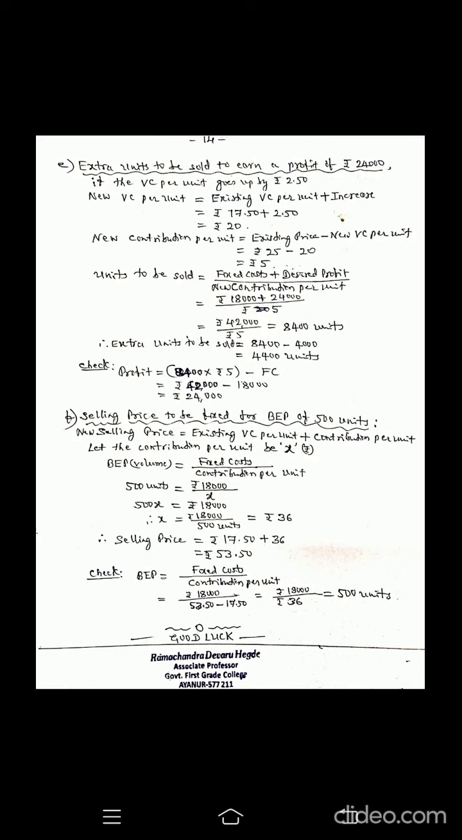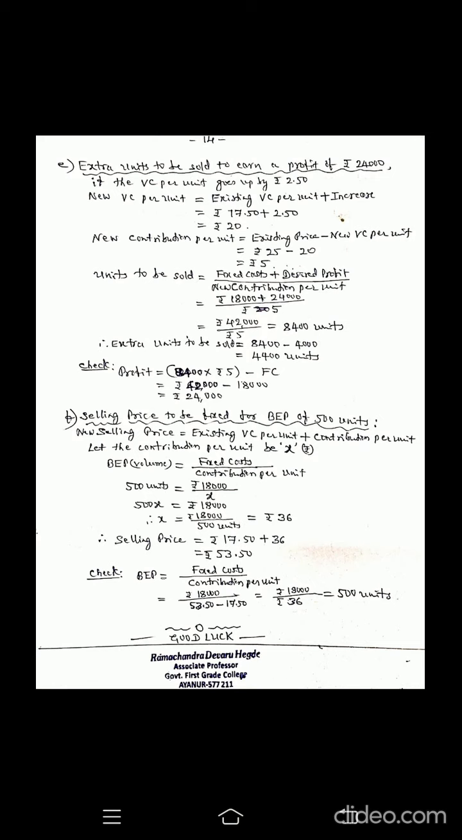Units to be sold is equal to fixed cost plus desired profit divided by new contribution per unit. So 18,000 plus 24,000 divided by rupees 5 new contribution per unit. It will come to 42,000 divided by 5, 8,400 units. Now extra units to be sold is equal to 8,400 units minus 4,000 units already sold. So 4,400 units will be extra units to be sold to earn a profit of 24,000.